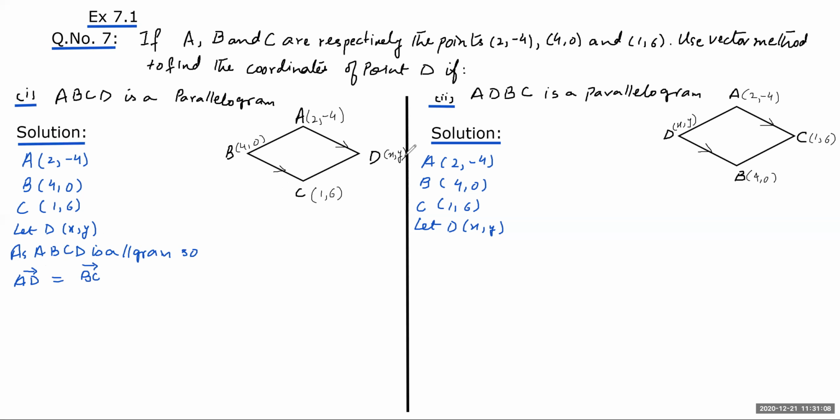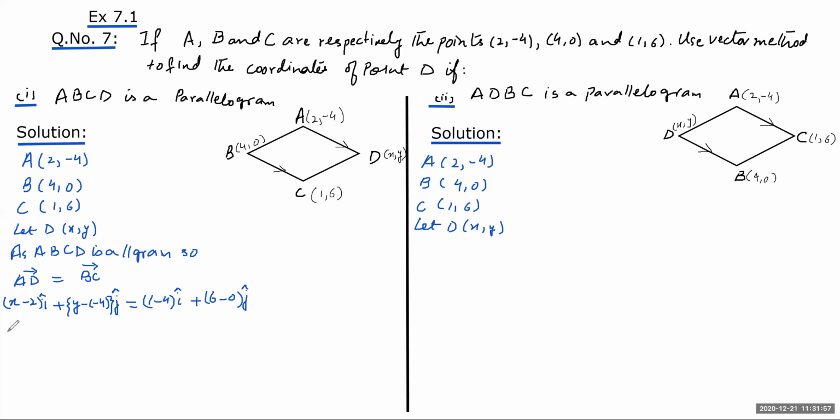Now what is vector AD? X coordinate difference into unit vector I, Y coordinate difference into unit vector J. So I'm going to write X minus 2 into unit vector I plus Y minus 4 into unit vector J. This becomes the vector AD, the coordinates of D minus the coordinates of A. And then vector BC, 1 minus 4 into unit vector I plus 6 minus 0 into unit vector J.